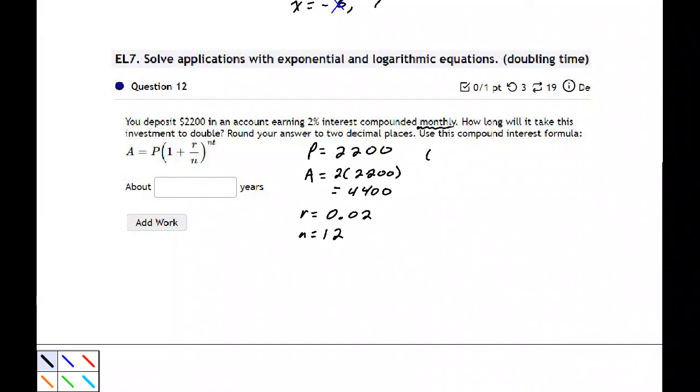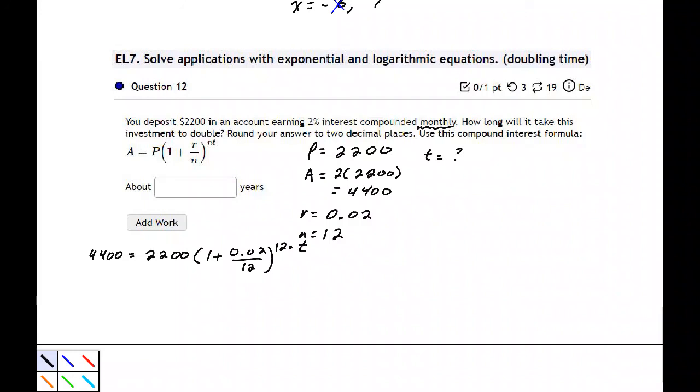Now time, t, is the question because we are trying to find that. How long will it take for this to double? So let's go ahead and fill in the information we know. It gives us this equation. We have 4400 equals 2200 times (1 plus 0.02 divided by 12), all raised to the power of 12 multiplied by t for time.